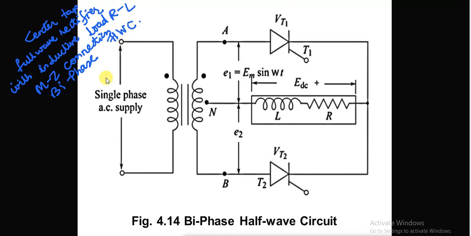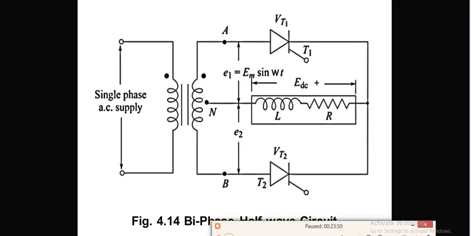Now we will see what happens during the positive half cycle, what is the direction of the current flow, and what is the direction of the current flow during the negative half cycle. We will start with the positive half cycle. So this is the input AC, and first we will consider the positive half cycle.